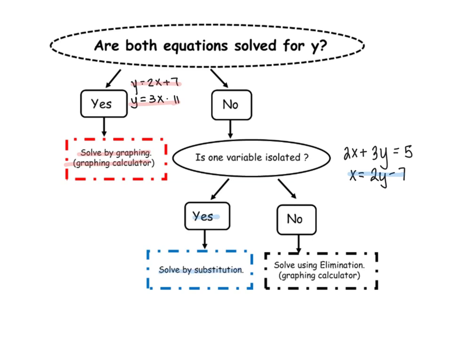If the answer is no, our equations are most likely going to look something like this. Maybe we have 2x plus 3y equals 5, and then we have negative x minus y equals 16. Then we would use elimination, and we learned elimination now using the graphing calculator.